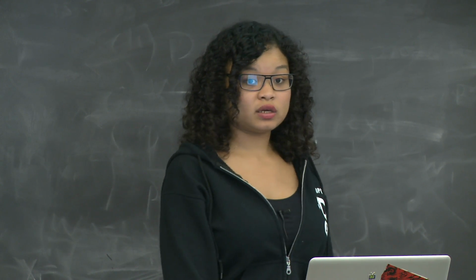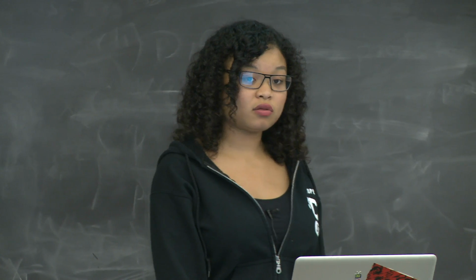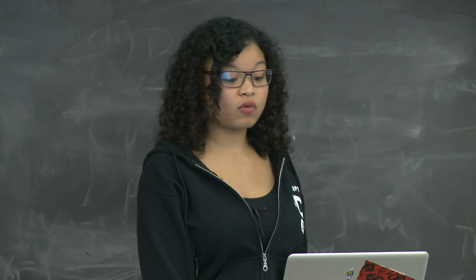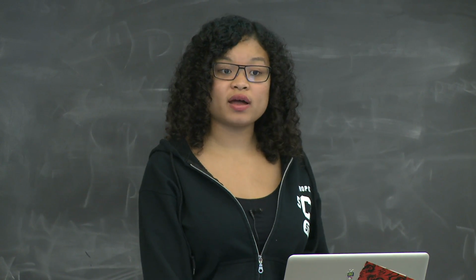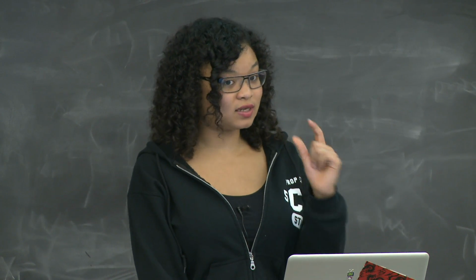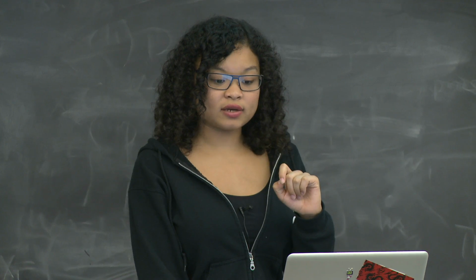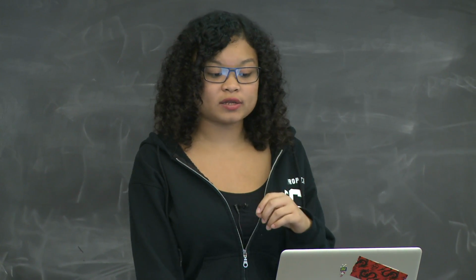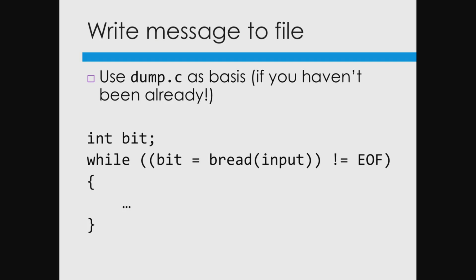Now, as we saw before in dump.c, they read in bit by bit from the Huff file and just printed out what those bits were. We're not going to be doing that. We're going to be doing something a bit more complex. But we can take that bit of code that reads in the bits. Here we have the integer bit representing the current bit that we're on. This takes care of iterating over all of the bits in the file until you hit the end of the file.